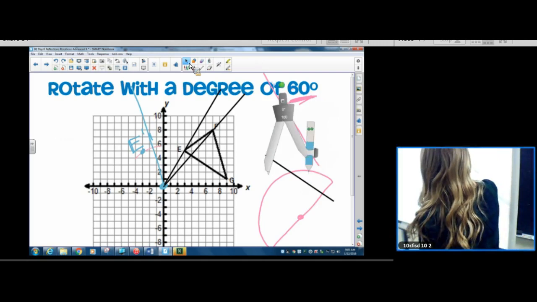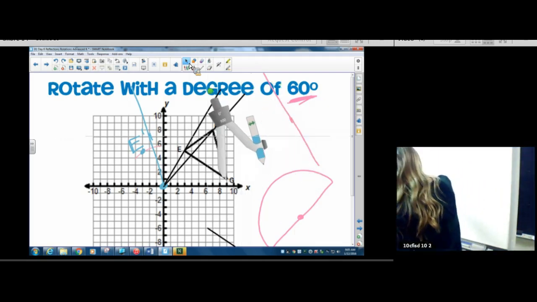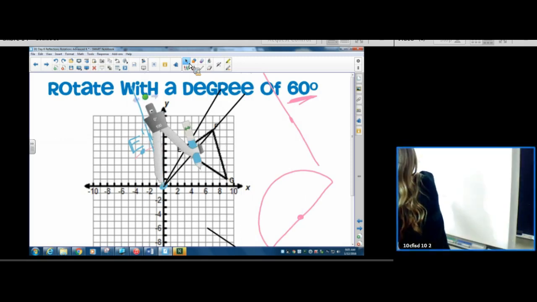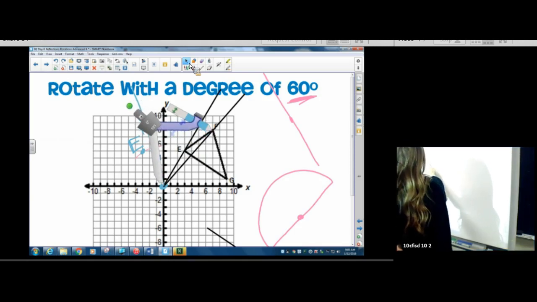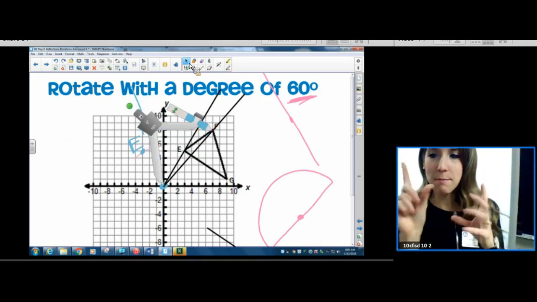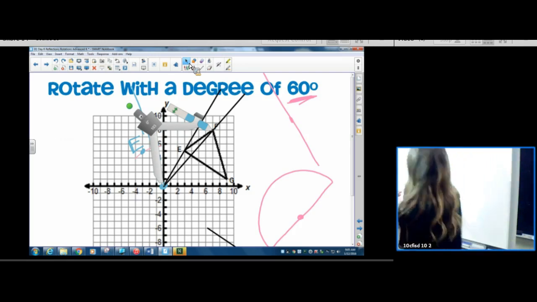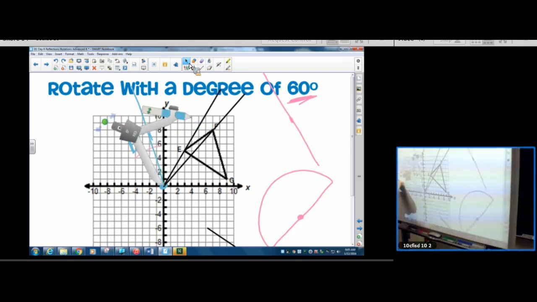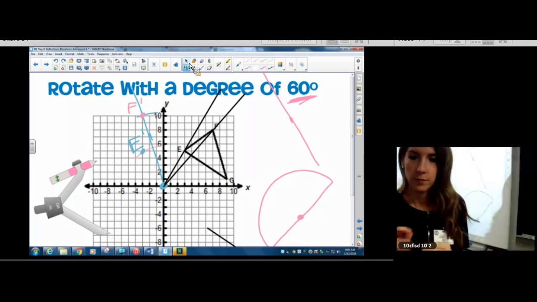We can use a ruler, or we can use a compass. So I'm going to put my compass here. I'm going to open it up to F. And my compass is now telling me it's measuring, quote unquote, how far away F is from 0, 0. So I want F to F prime to be the same amount away. So I'm going to make a little arc, and that is about where F prime would fall.